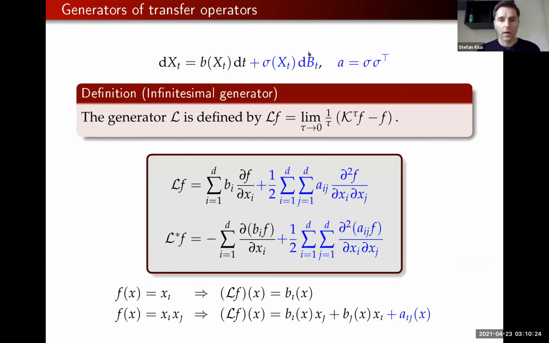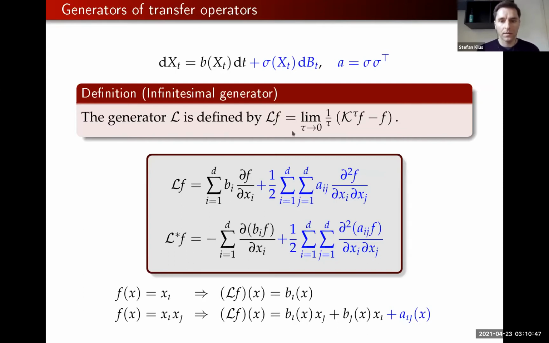We are mostly working with stochastic differential equations of this form here, and later I will show how, instead of approximating the operator from data, we can directly also estimate the generator of the operator from data. And for a stochastic dynamical system of this form, where we have this drift term and this diffusion term, we can compute the generator directly.